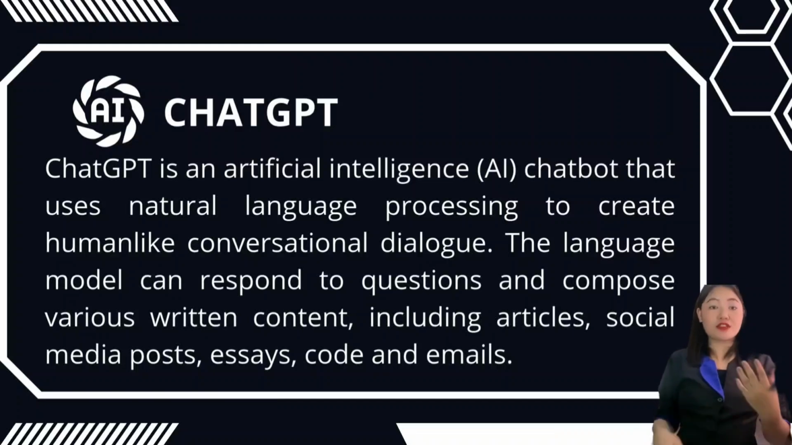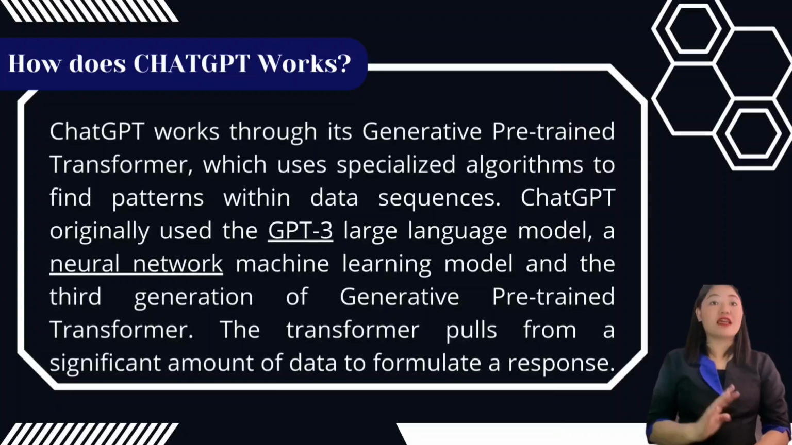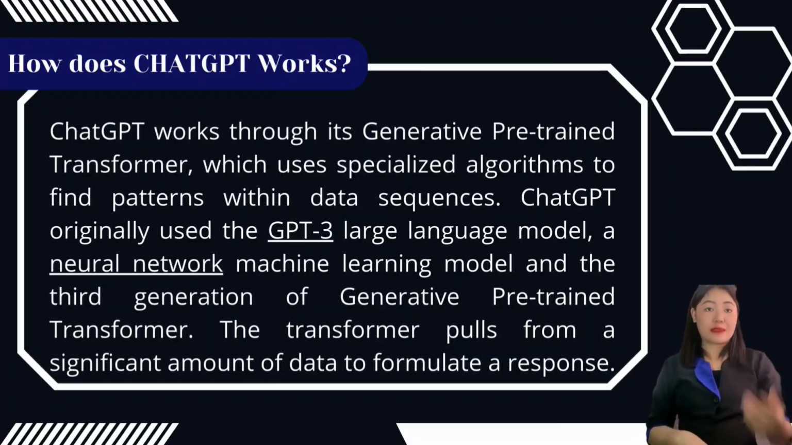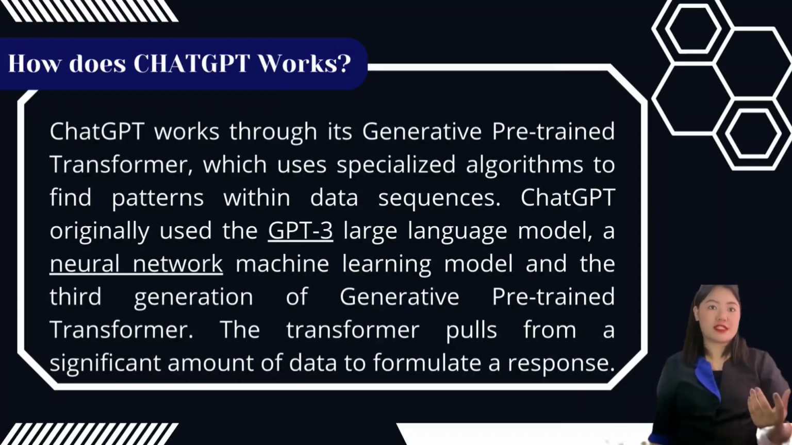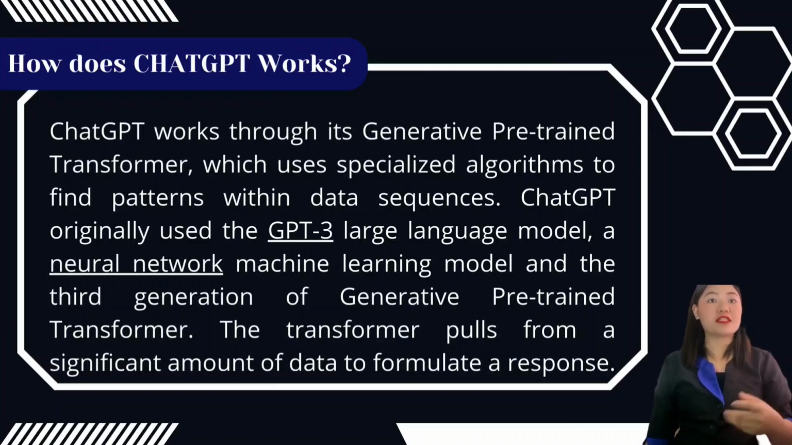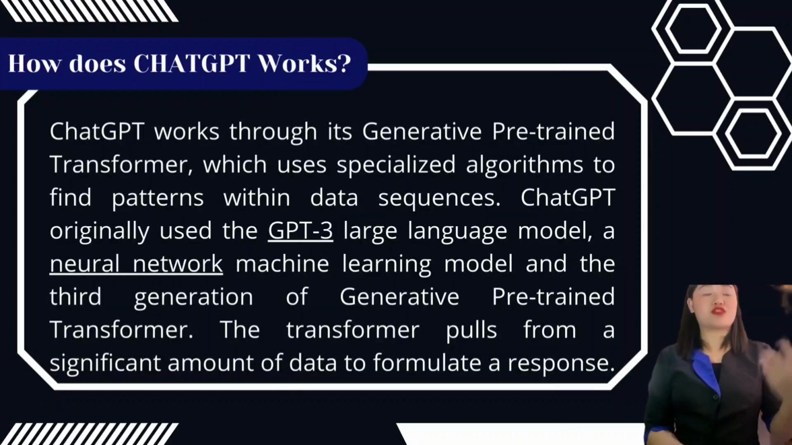So, let's break down how ChatGPT works using its Generative Pre-trained Transformer or GPT and illustrate it with an example. So, number 1. Generative Pre-trained Transformer or GPT. This is the architecture that powers ChatGPT. It's based on a deep learning model called the transformer, which is designed to understand and generate human-like text. The pre-trained aspect means that the model has been trained on vast amounts of text data before it's fine-tuned for specific tasks like conversation or question answering.